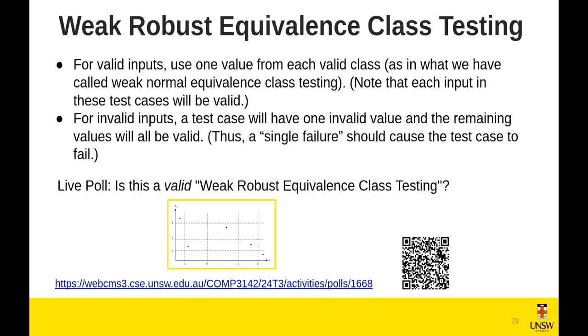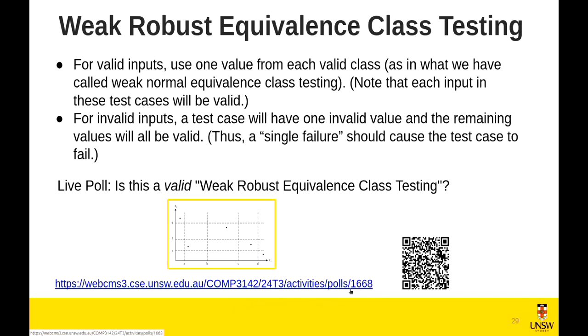And let's do a live poll to see if this figure here is a valid weak robust equivalence class testing according to the definition here. Is this a valid one? You can also use the link here.